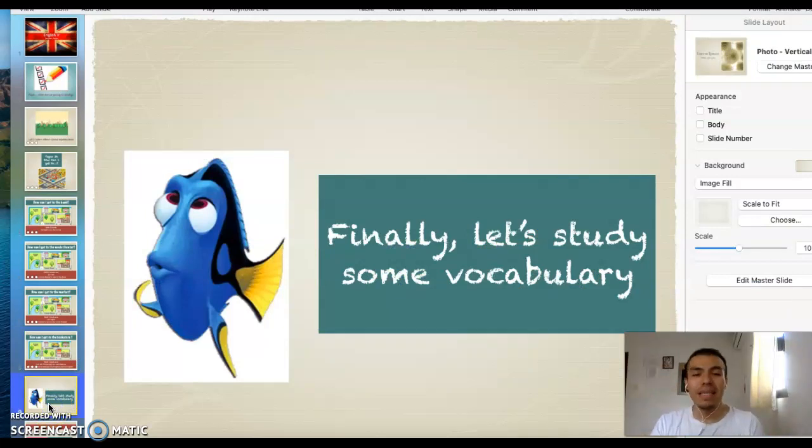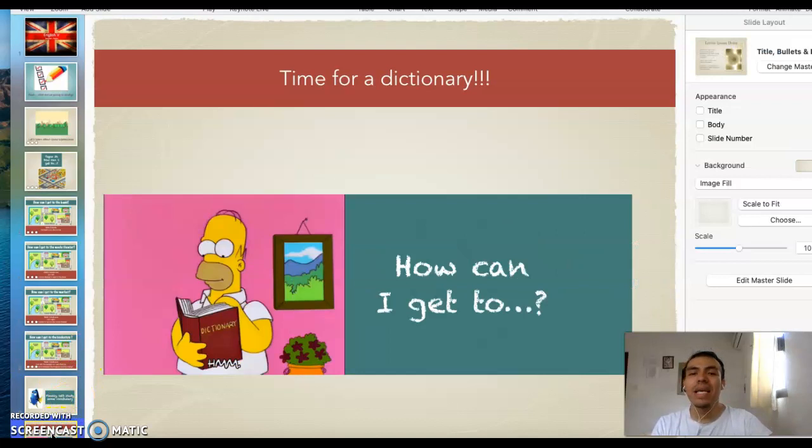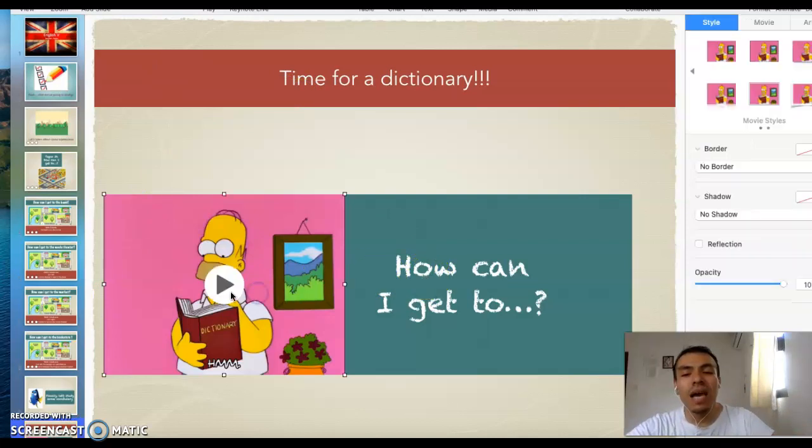But finally, let's study some vocabulary. And for this session, we have the expression, how can I get to? How can I get to?